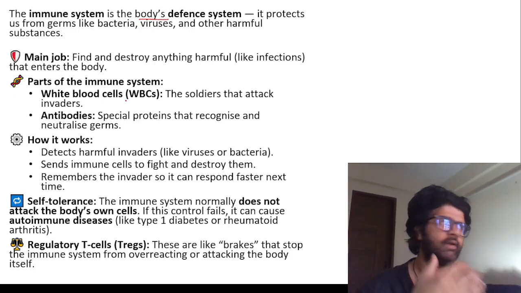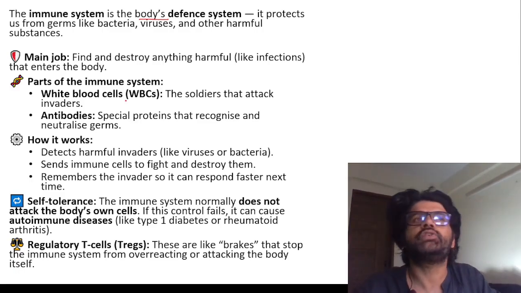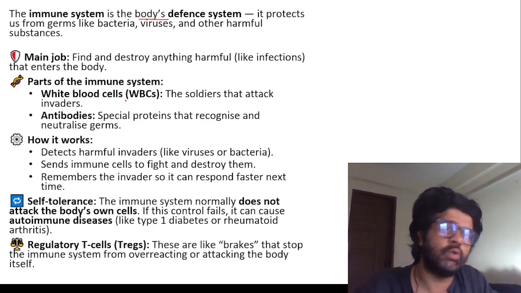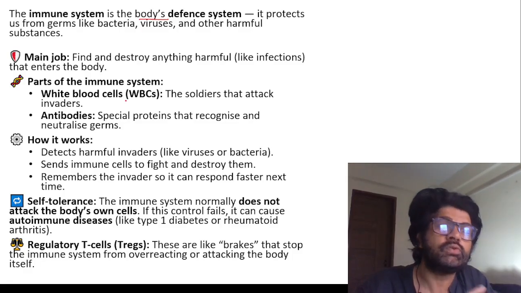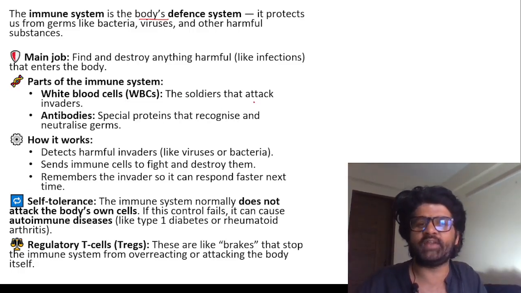Like when we fight, when we were kids, you people are still kids. So when you used to come fighting from school, your mother would go and fight with that kid's mother. So our mothers were the WBCs, white blood cells, the soldiers that attack invaders, or antibodies, special proteins.